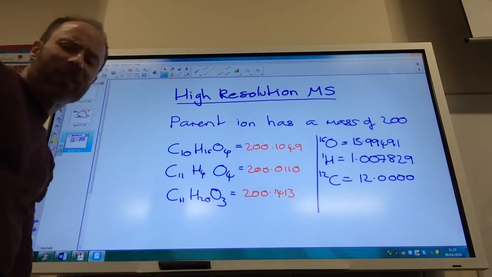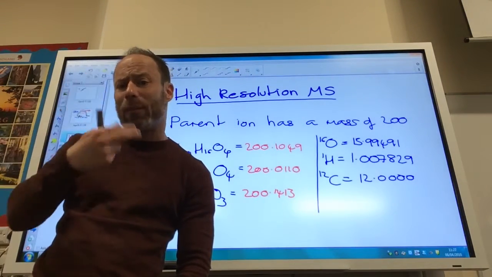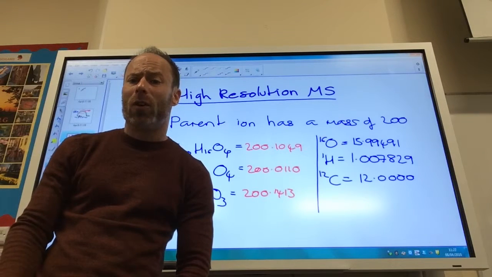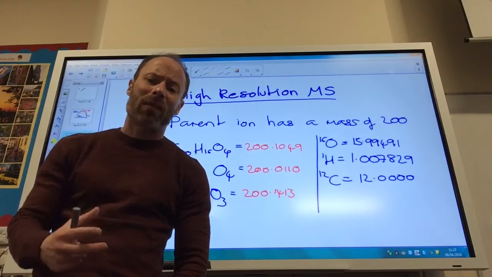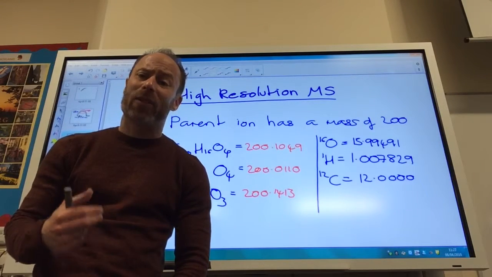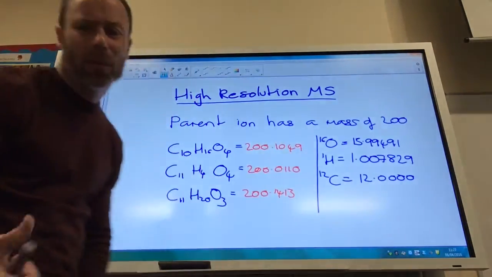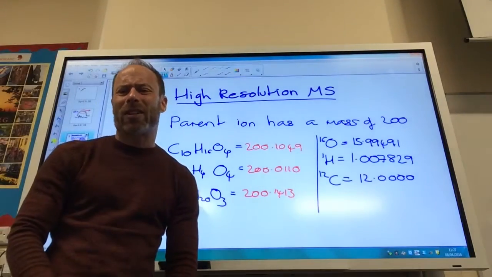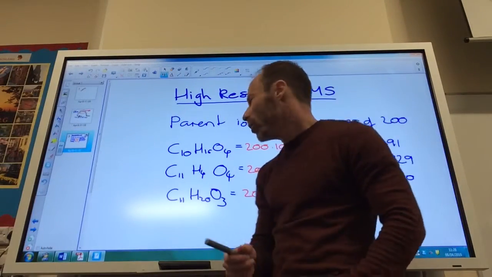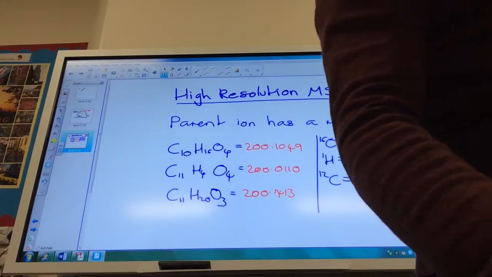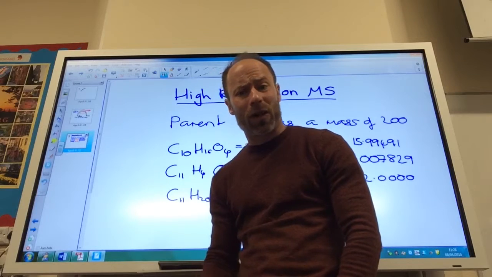We're going to look now at high resolution mass spectrometry. Now, for most mass spectra, we get the M over Z to the nearest whole number, and that's fine for most of what we need. However, some mass spectra could give the M over Z value to 3 or 4 decimal places. Exciting. You may think, what's the point of that? Well, let's say I've got a parent ion with a mass of 200. It could be C10H16O4, C11H4O4, or C11H20O3. All of those add up to 200.